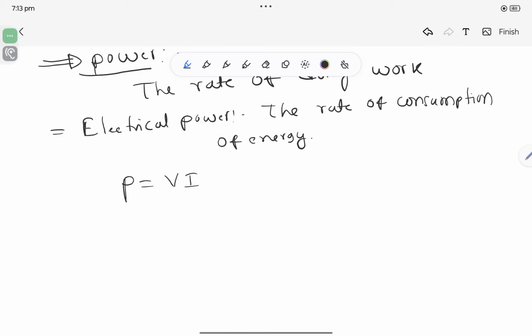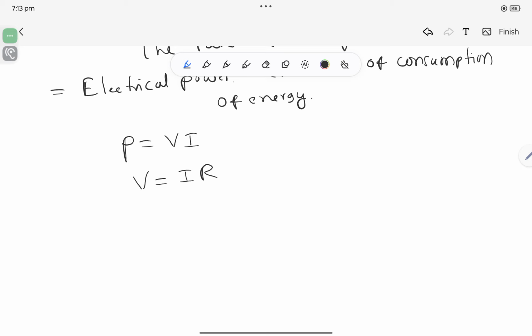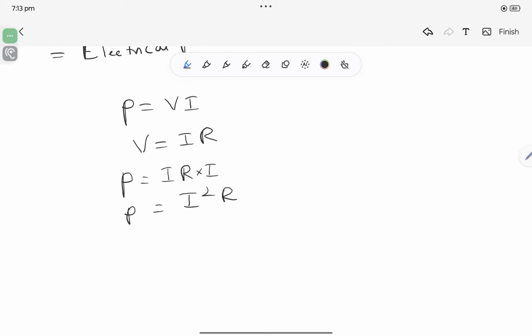So what are the different formulas? We have Ohm's law, V is equal to I into R. If you replace V by IR, it becomes P is equal to I into R into I. So from this, P is equal to I square into R. This is also one of the four formulas. Then P is equal to VI.